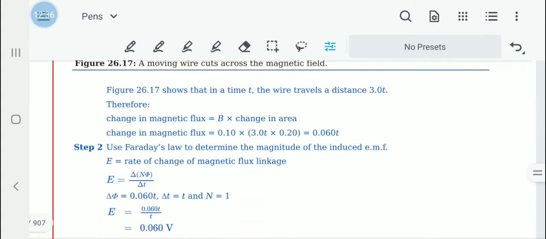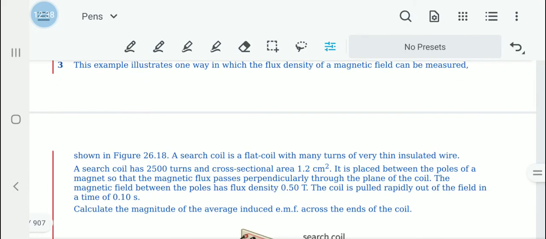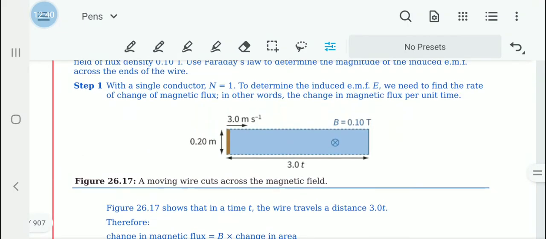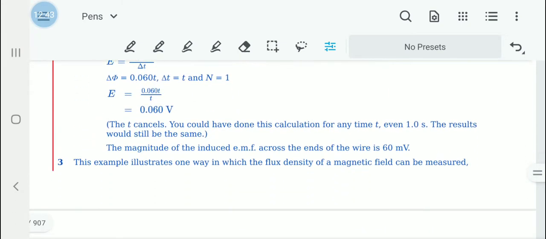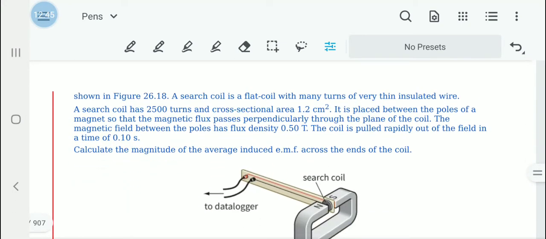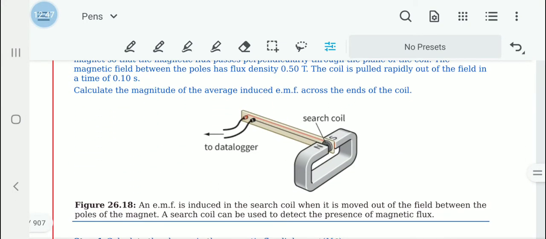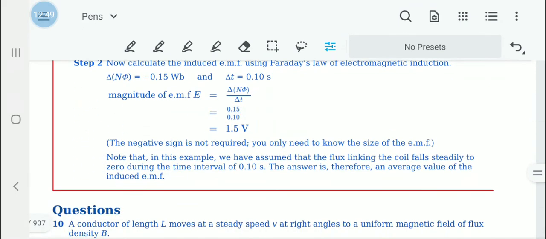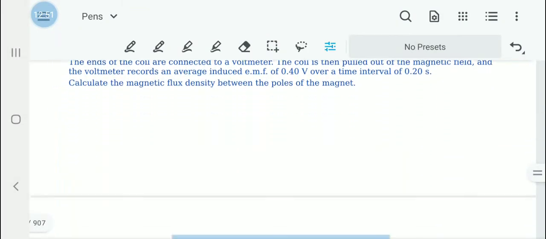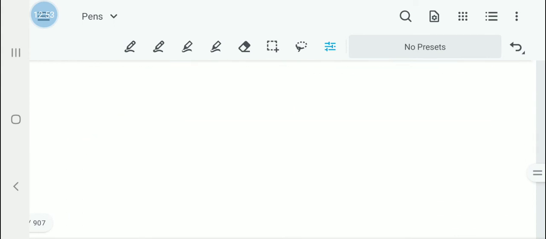I hope you understood. Please go through the worked examples here, 2 and 3, and try to understand it. If you don't understand it, let me know. Then I will explain it further. If you do understand, please do questions 10, 11, 12. After that, we will go to the next video.